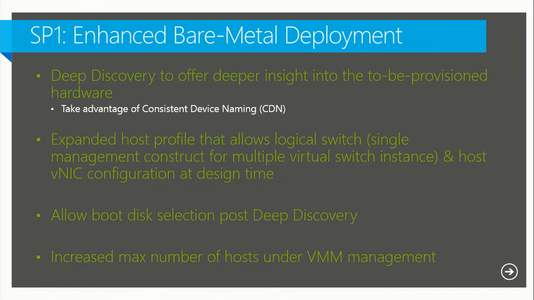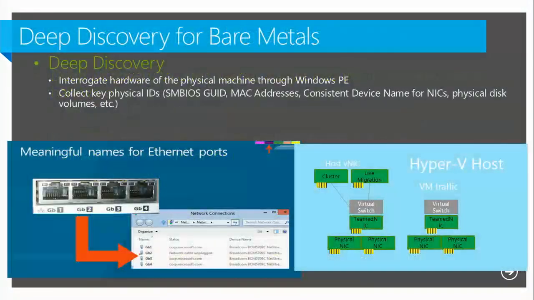Also, we added the boot disk selection in case your physical computer has more than one local disk. In 2012 RTM, we would just automatically pick the smallest disk that can fit the largest size of the VHD. We got feedback, with people saying that we would like to select and point to a specific hard drive where we want the OS to be laid down. We added that support as well. So that's deep discovery, and also associated with that, the CDN.